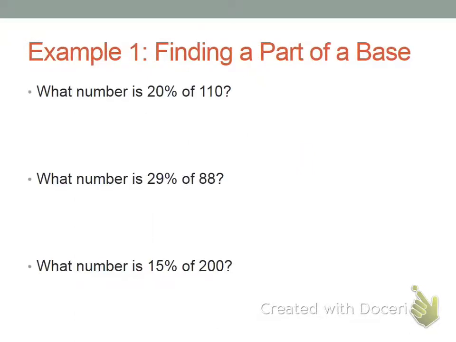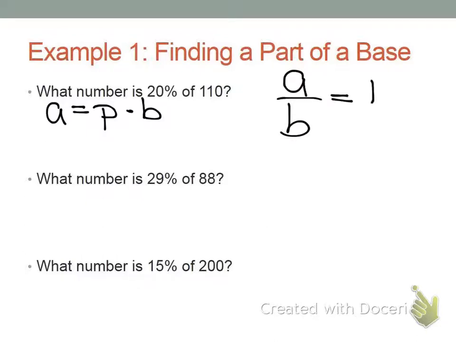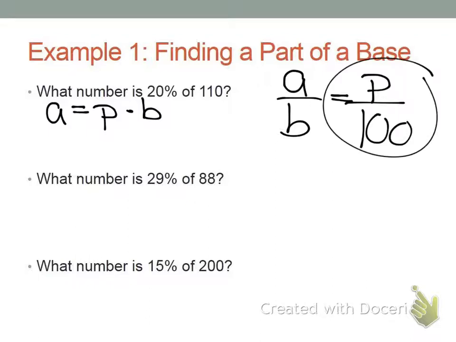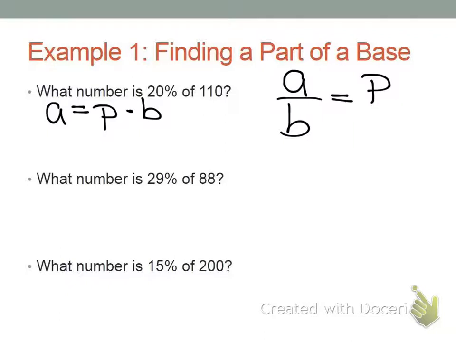All right, so let's use it. A equals P times B. Let's look at the first percent problem. It says, what number is 20% of 110? Well, one of the main things you have to know about this lesson is that in this formula, A equals P times B, P is not being divided by 100 like it is in our proportion. You remember that? In our proportion, it was A over B equals P over 100, right? We divided the percent by 100. Well, in the percent equation, I'm not doing that. And because I'm not doing that, I have to change my percent to a decimal before I plug it in.